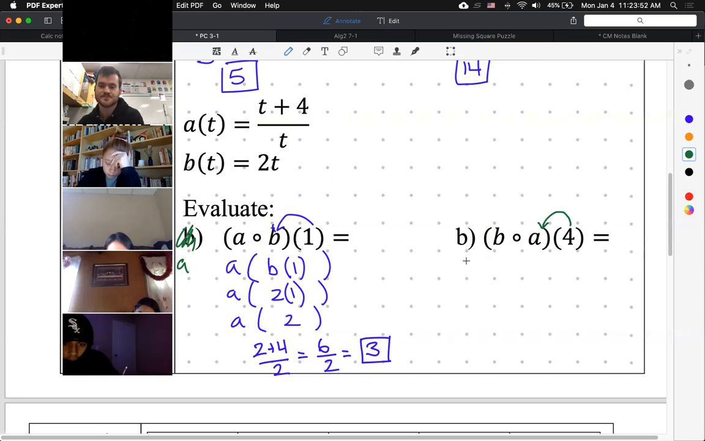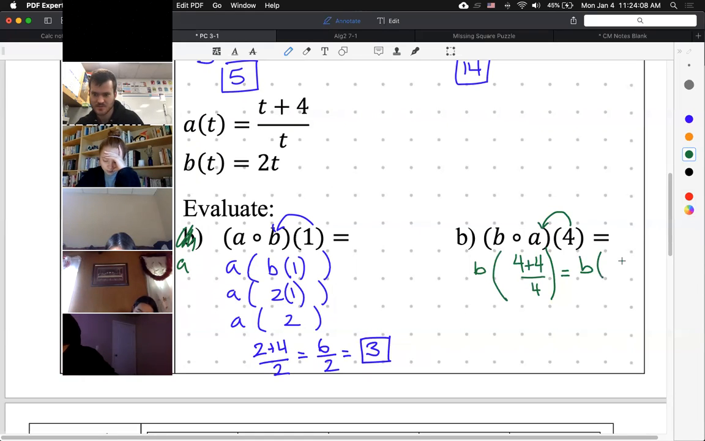Yeah, Beverly, go for it. So it's going to be 4 plus 4 over 4. Yep. And which is going to be 8 over 4, which is 2. Exactly, yeah. So it's going to be B of 2. Yep, so when we plugged in 4 into A, we got out a 2. Now that we get out a 2, this 2 is going to be plugged back in to the next function, our B function.